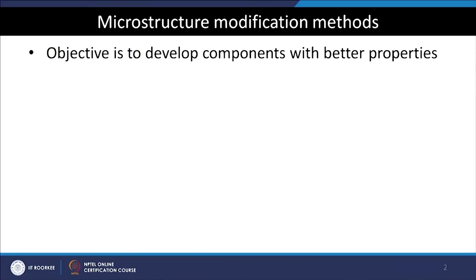So, the objective of a materials engineer is to develop materials having a good service life and performance. Right, we should have components which will have a good service life and performance. So, the properties of any engineering component, whatever we measure or feel while they are in service, are dictated by the microstructure of the material used in the preparation of these components. So, our objective is to develop components with better properties. In that process, what we want to know is the internal microstructure.